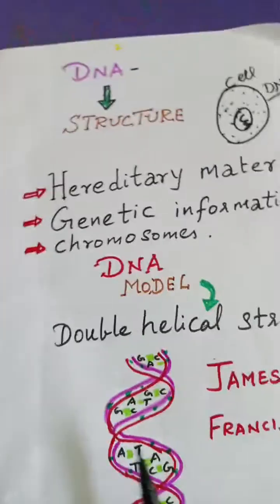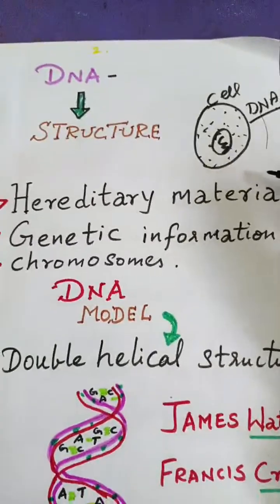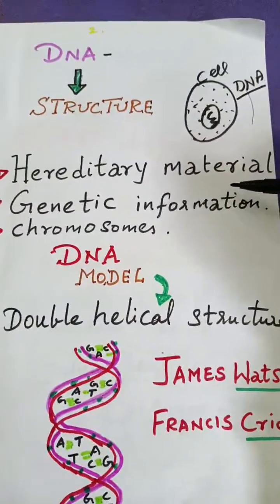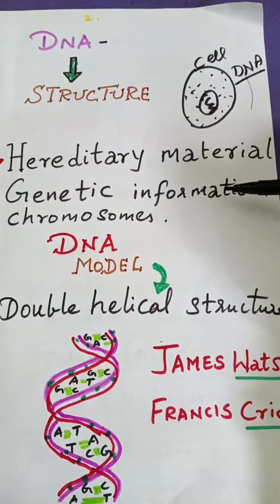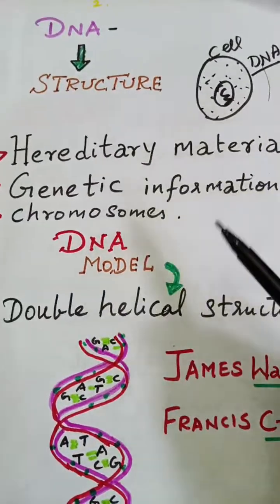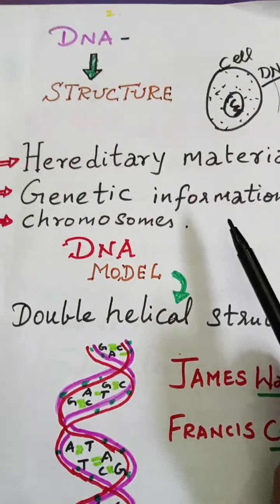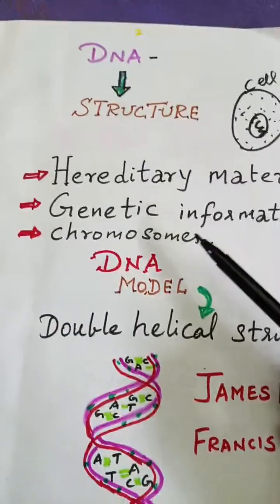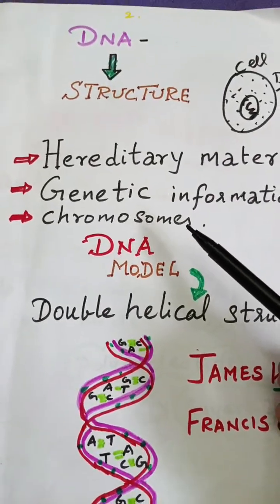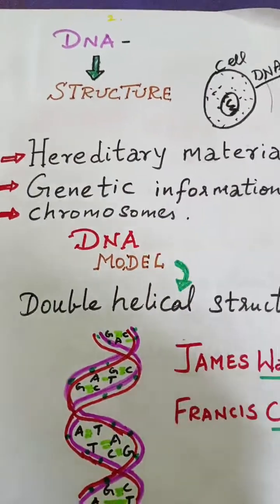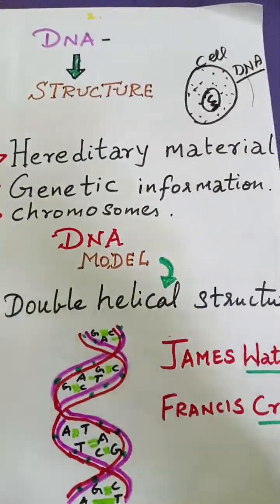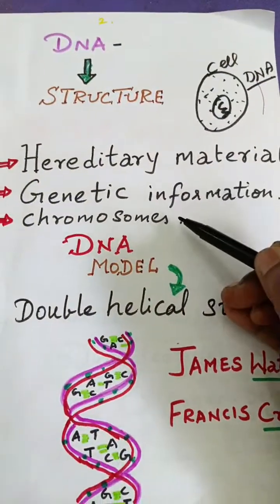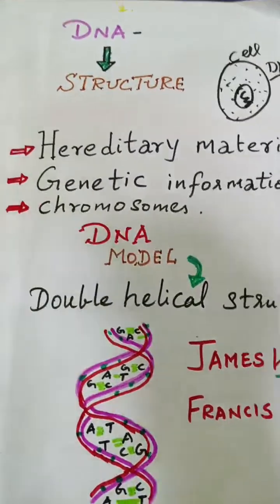Now I told you that it is a hereditary material, because it is the one which has the genetic information. This genetic information is passed from one generation to another generation. Is that clear? And this DNA is the main constituent of chromosomes. So when one DNA is linked with another, it will form millions of nucleotides. That millions of nucleotides is known as the chromosome. Then the chromosomes will form a chromatin.